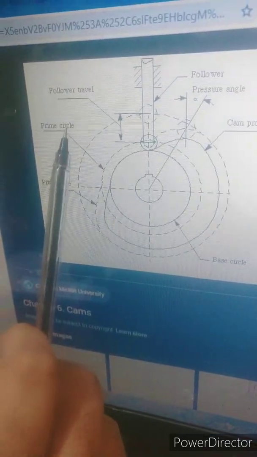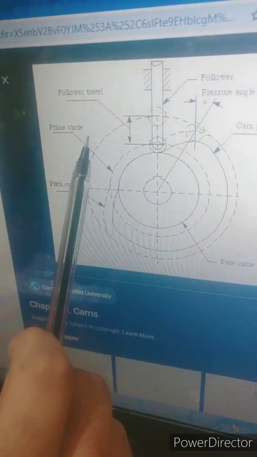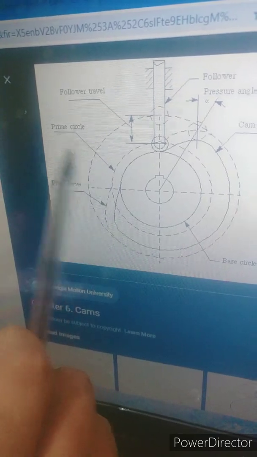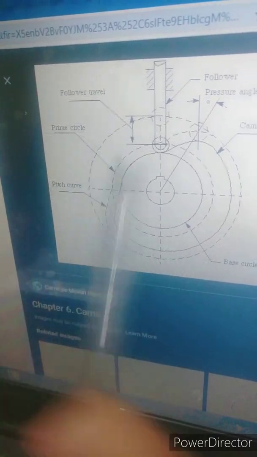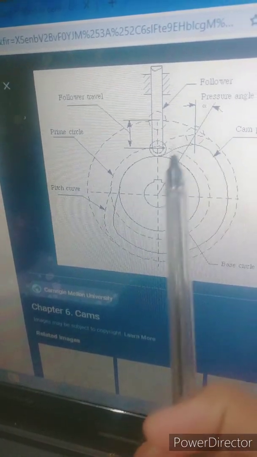Now the prime circle is the smallest circle that can be drawn from the center of the cam and tangent to the pitch curve. As you can see, it is the prime circle. Here is the prime circle, it goes down from here, and again it will come back over here.